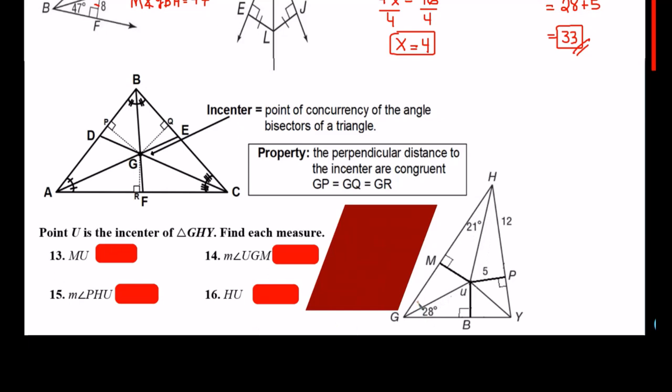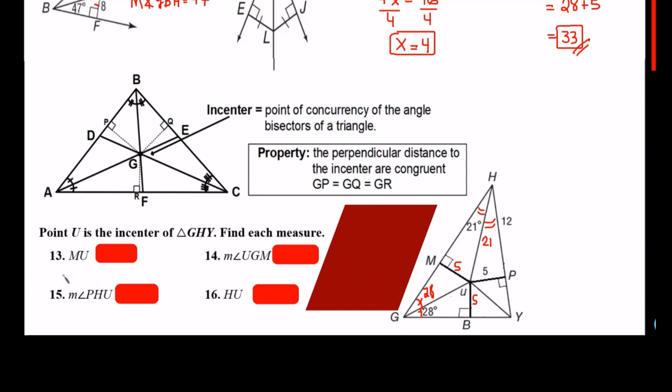So that means I can say that these two angles are the same. So in other words, this is 28. I also can say that these two angles are the same. So that means this would be 21. Also, I notice that this here is the perpendicular distance of the incenter to the side of the triangle, and that measurement is 5. So this here is 5, and this one here is 5.